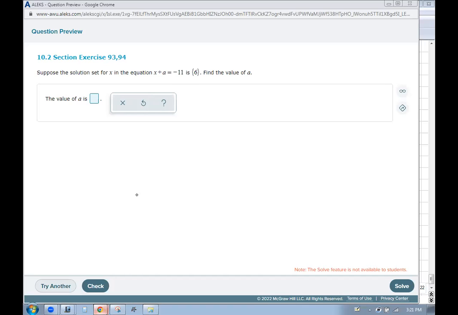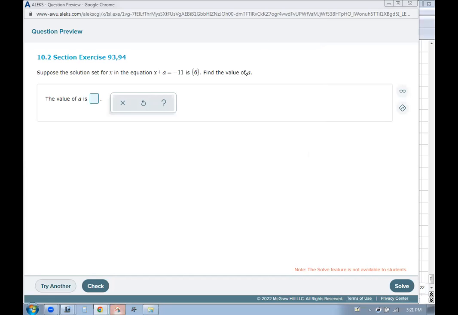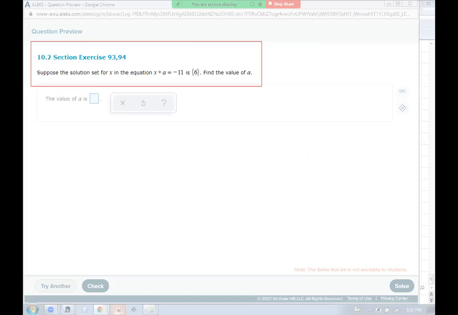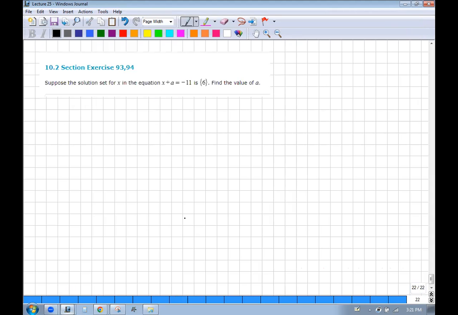What is this? Oh, a new problem. Suppose the solution set for x in the equation is 6. All right, so what they're saying here is x is 6. Replace x with 6. So what is a? Subtract 6 from both sides. A would have to be a negative 17.